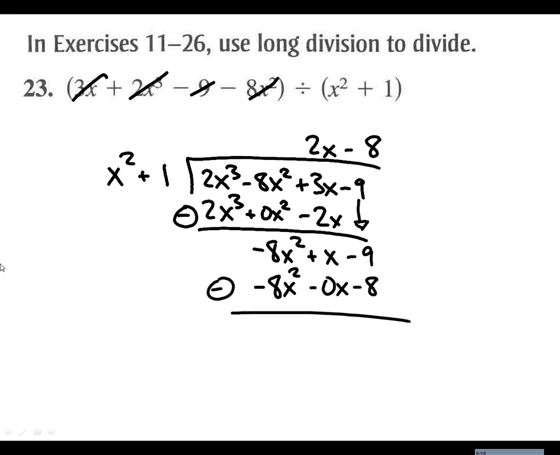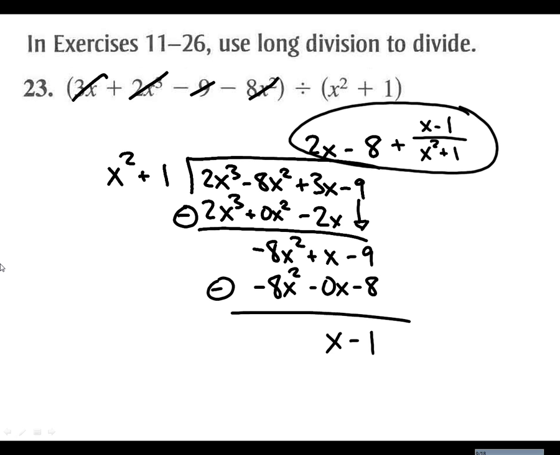And so that cancels. We're left with x minus 1, because negative 9 plus 8, x minus 1. And we're stuck at this point. We've got a remainder, so we would have to say plus x minus 1 over x squared plus 1. And that would be our final answer.